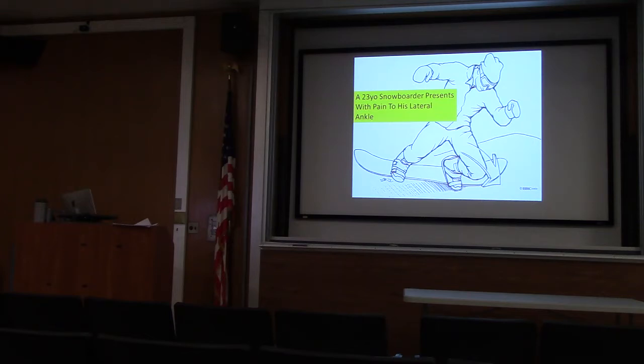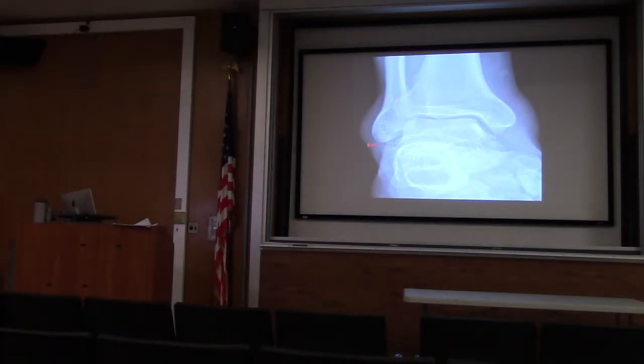So changing gears a little bit. And I know a lot of you guys go out snowboarding. This is a 23-year-old snowboarder who presents with pain to his lateral ankle. And besides the positive radiology sign, what do you see? A bone fracture. What bone is fractured?